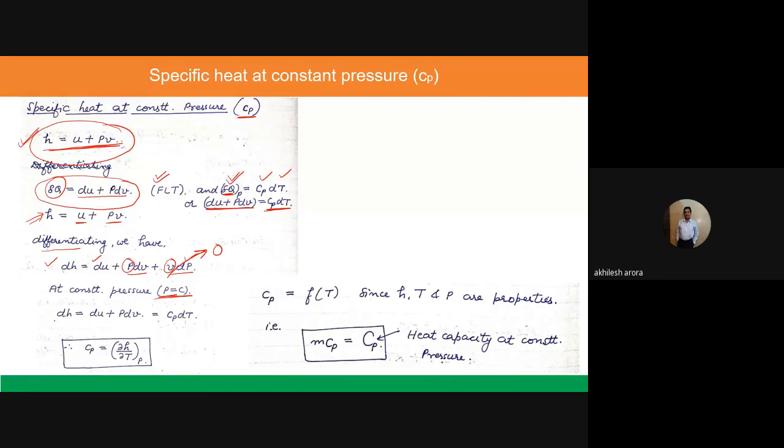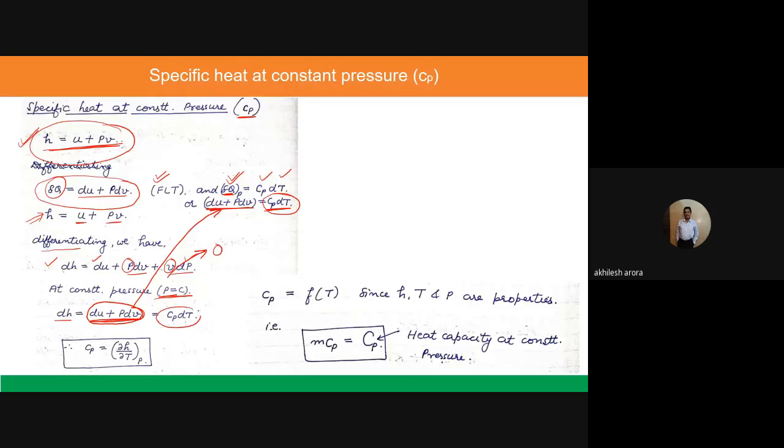So I can say that dH is equal to dU plus PdV. Okay, dU plus PdV. Now you see this here. It is dU plus PdV, and this value is also dU plus PdV. And dU plus PdV is actually equal to Cp dT.